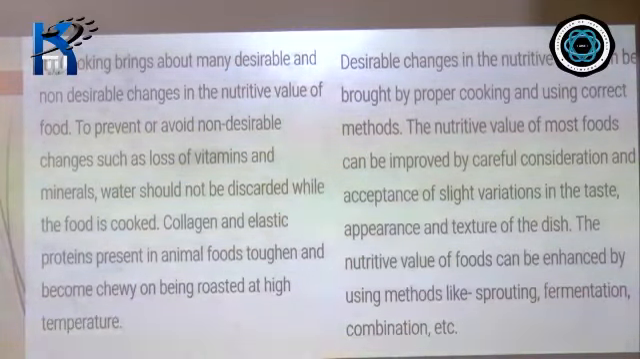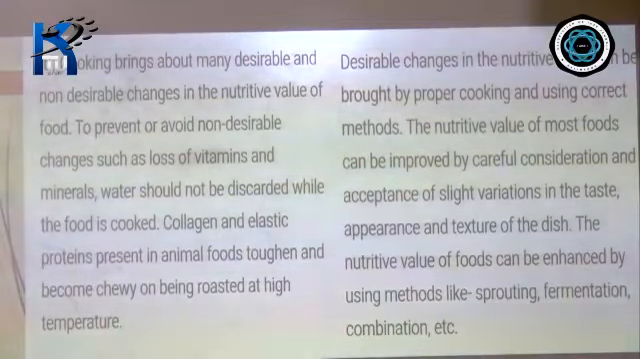Combination, like when we combine dal and rice to make khichdi, definitely the nutritive value is enhanced. Or for children, when we add rice to milk to make kheer, that again increases the nutritive value and is easy to digest for a child.